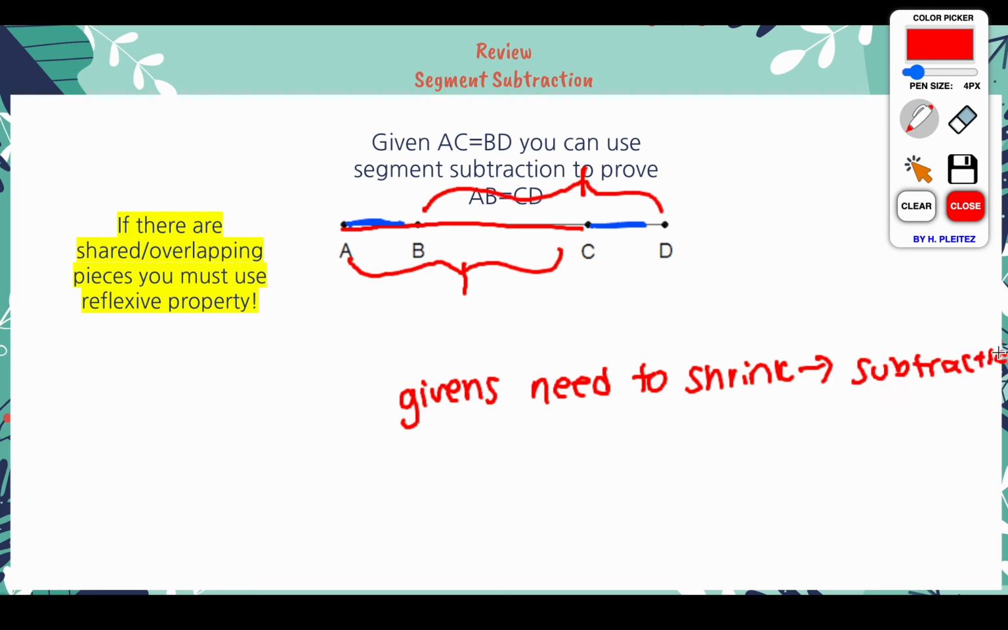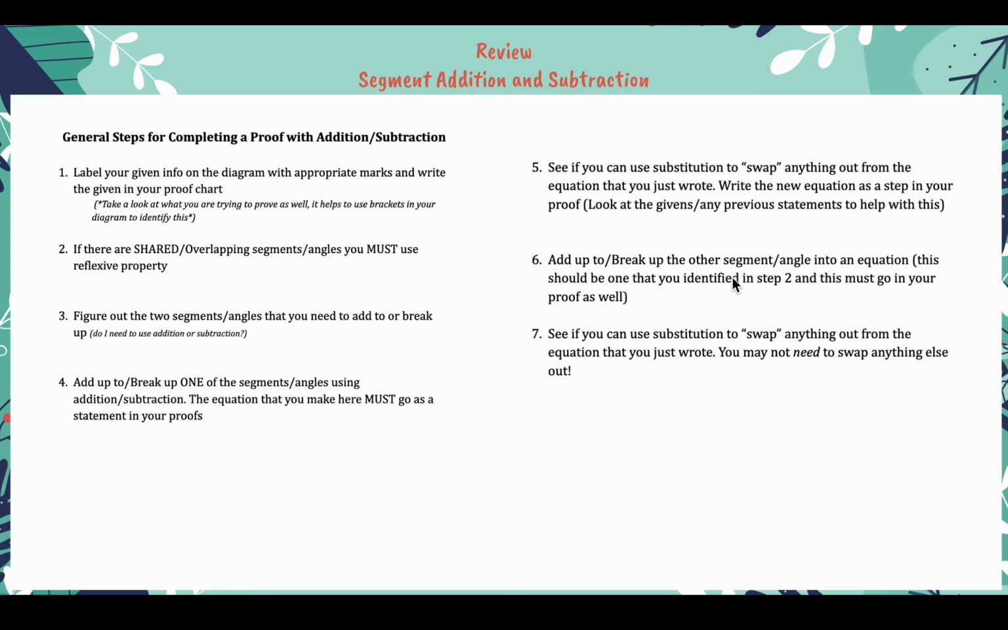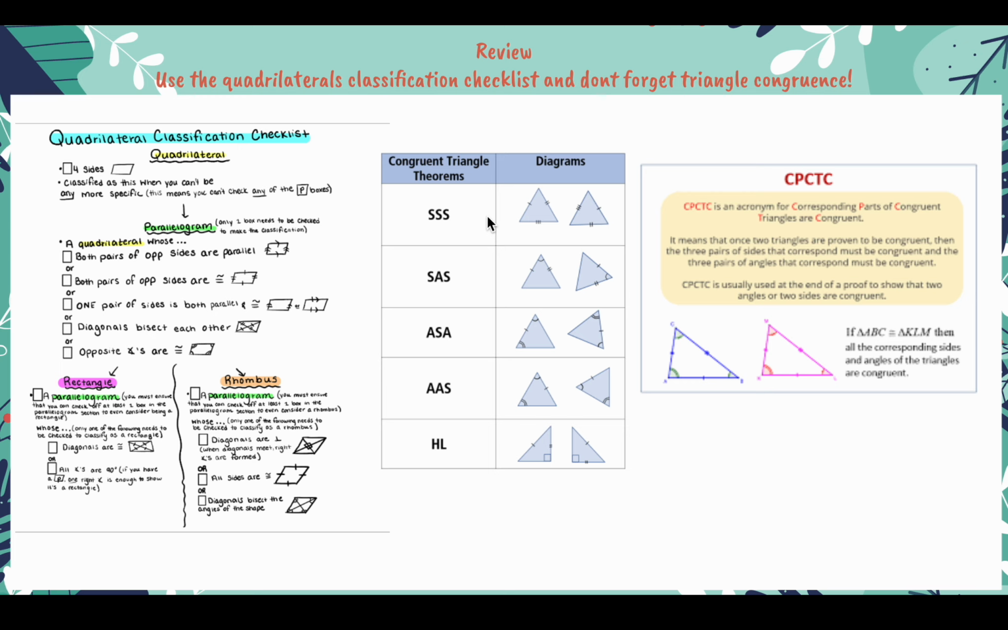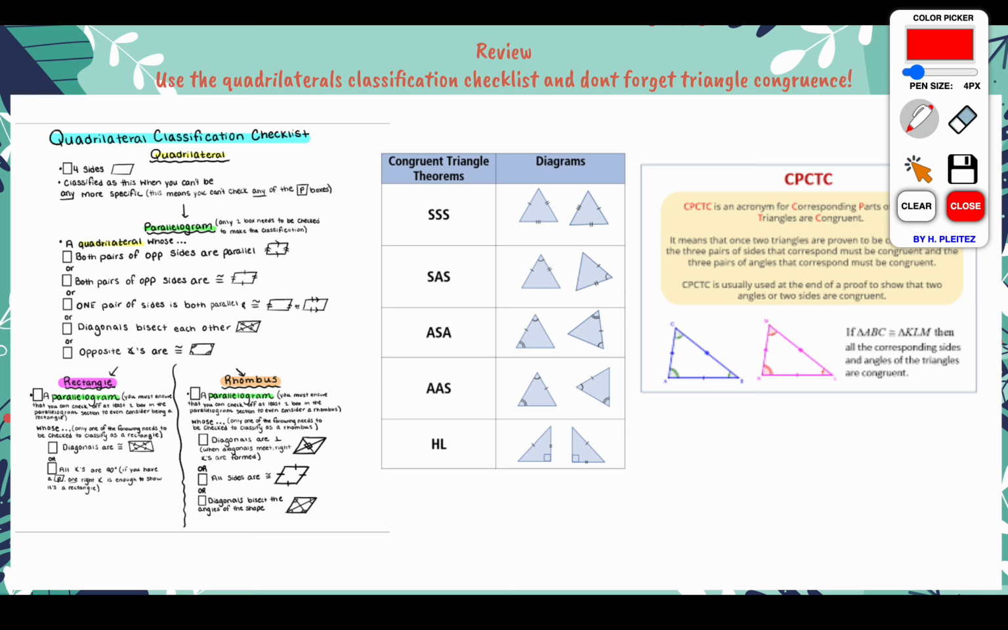And again, if you have overlapping pieces, like in this case we have BC overlapping, we need to use the reflexive property there. Now these are some general steps that we've used a while back, so I'll have these here for you to reference, but I'm not going to read through all of them because we already visited this. You can use this if you are stuck. And again, just don't forget the quadrilateral classification checklist.